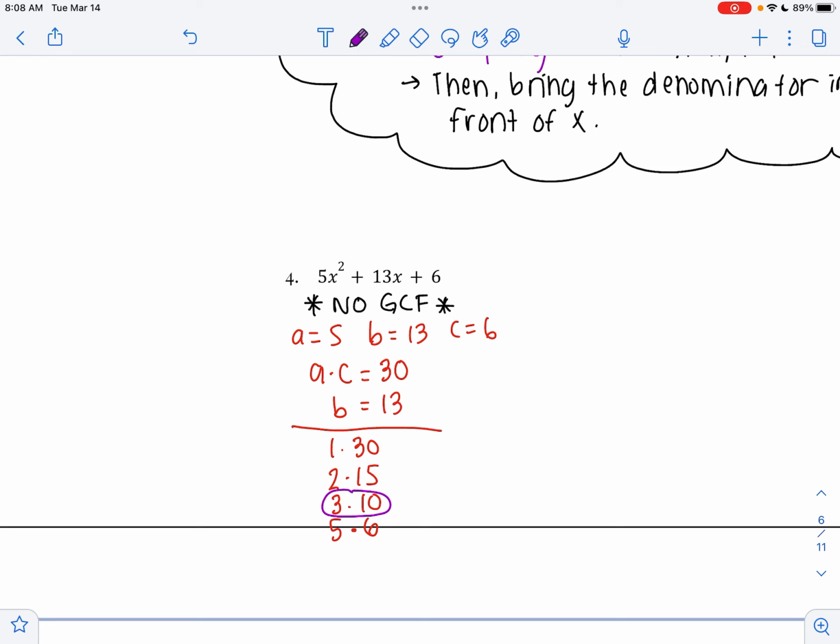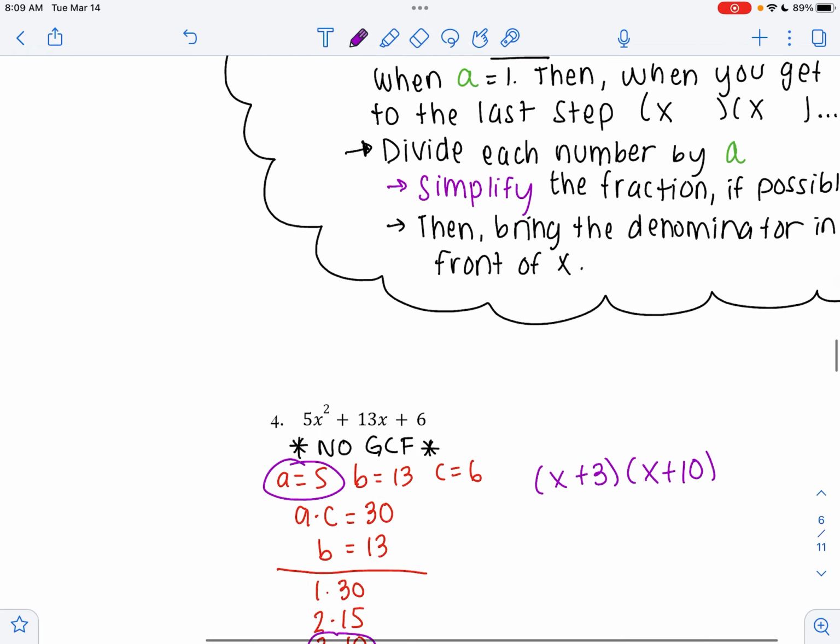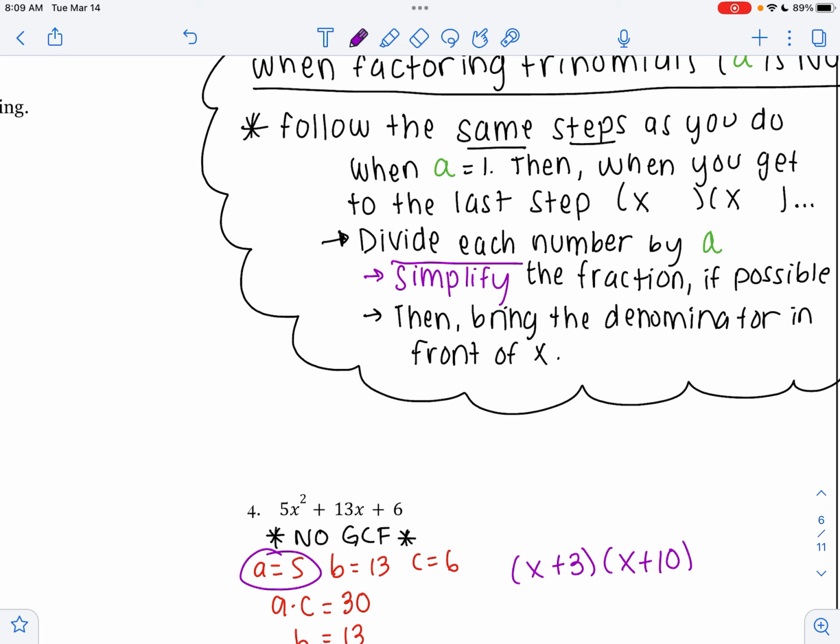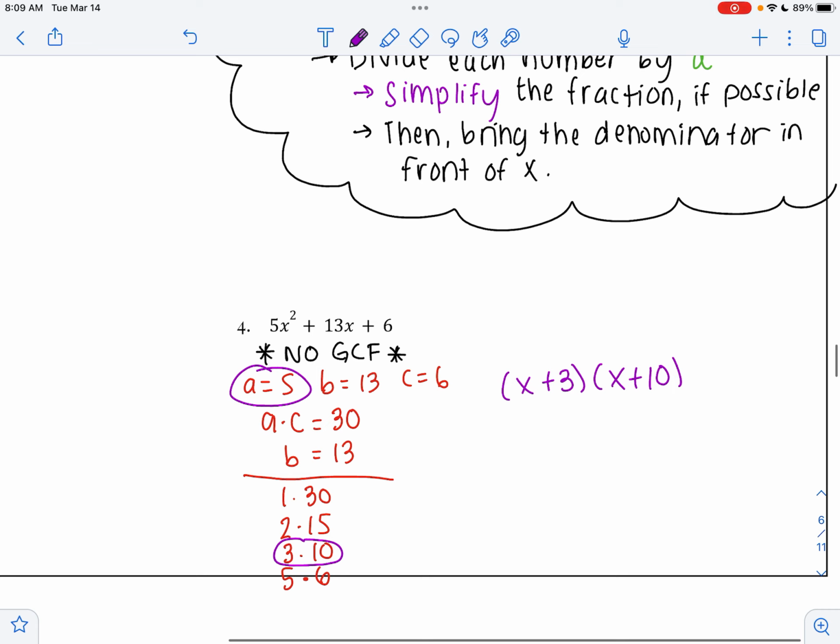Okay, so now your next step is, I'm going to write it up here, x plus 3 and x plus 10. Remember, that would be the last step if a was 1. You see how a is 5 this time? If a is 1, that's your final answer. But since a is 5, we need to divide each number by a. So this number and this number, I'm going to divide by a, which is 5.